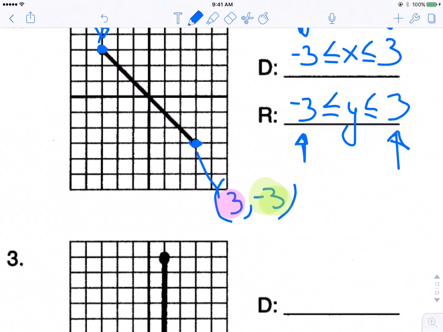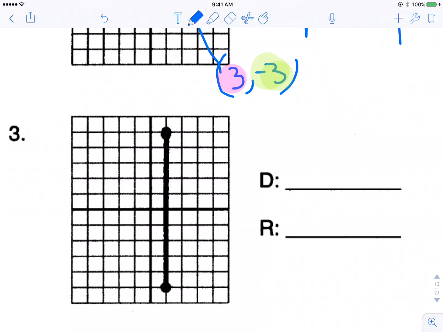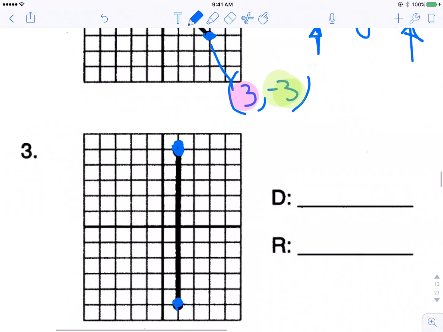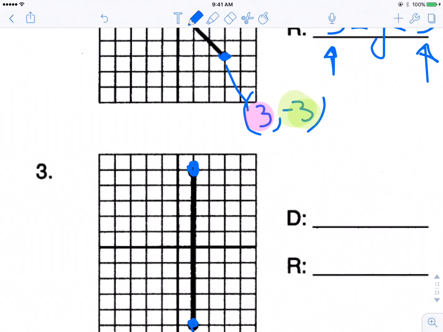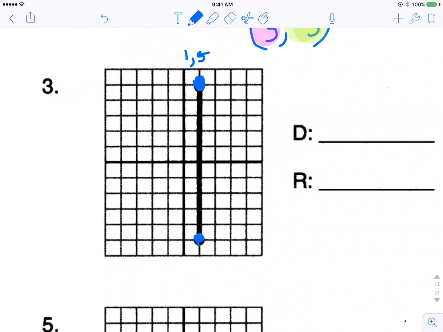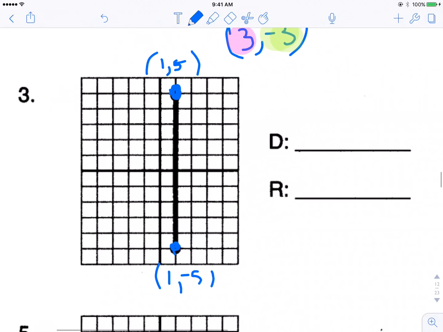Let's skip number 2 for now. Let's look at number 3. Again, it's non-continuous with endpoints. Let's look at the coordinates of our endpoints. In this case, it's going to be 1 and 5, and down here, it's going to be 1 and -5. Well, that's curious. Both our highest and lowest x value are exactly the same. In this case, x can only equal 1.